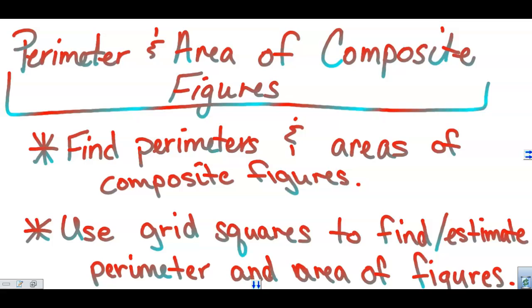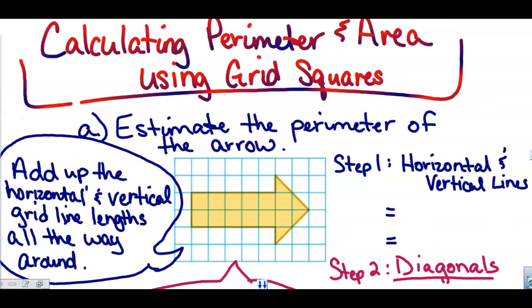Today we're going to learn about perimeter and area of composite figures. We're going to discuss how to find them and also how to use grid squares to find or estimate them as well. So let's get started. The first thing we're going to do is discuss how to calculate the perimeter and area using grid squares.